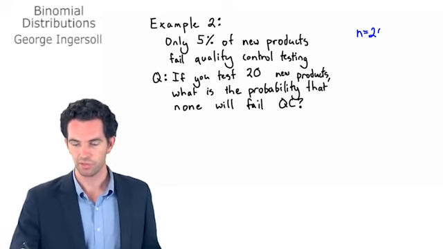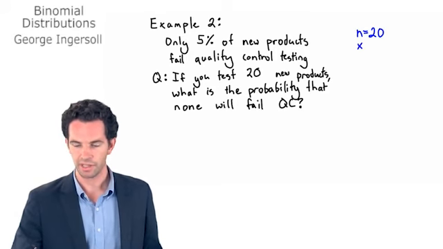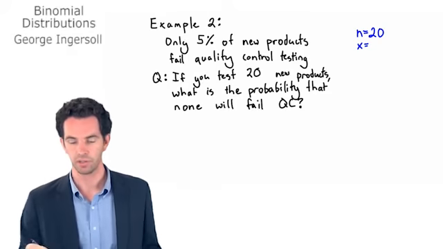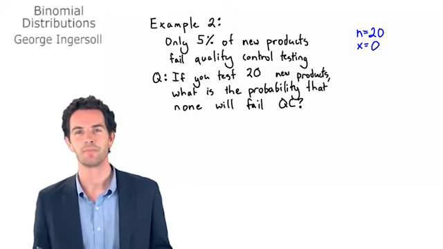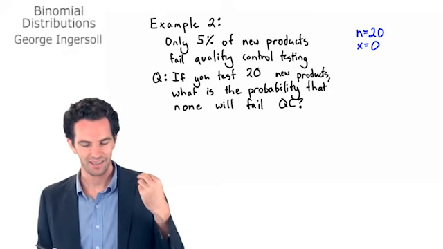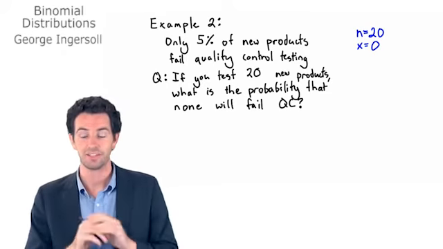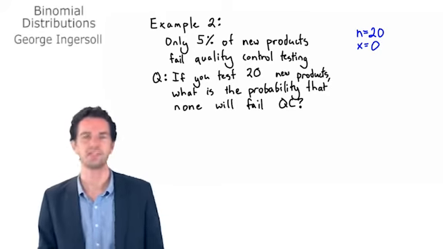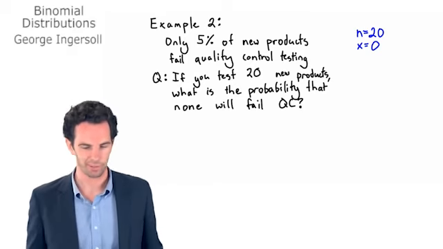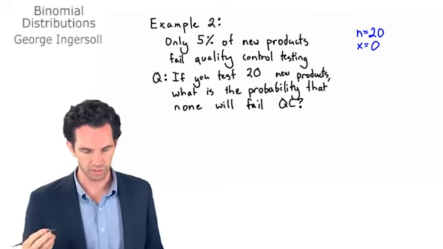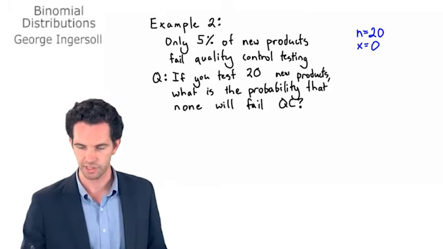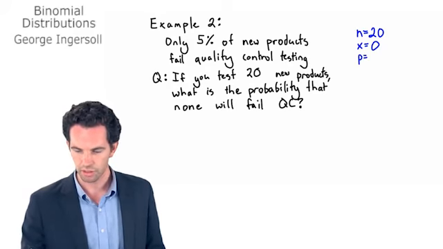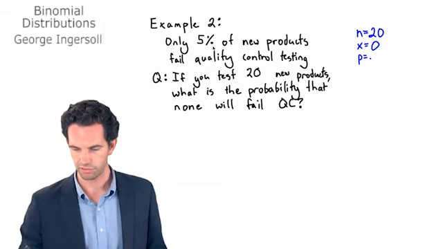So our N here is 20. We've got 20 products. That should be pretty straightforward. Our X here, what is our X? We want to know what's the probability that none fail. So our X is 0. And notice here, just like I was saying, the thing that we're looking for is failure. So that's why success is sort of a funny term, but it's easier to say than the thing that we're looking for happens. So in this case, we're actually looking for the probability that 0 fail our test. And what is the probability that any single one of them is going to fail the quality control testing? Well, we defined that up here. It's 0.05.